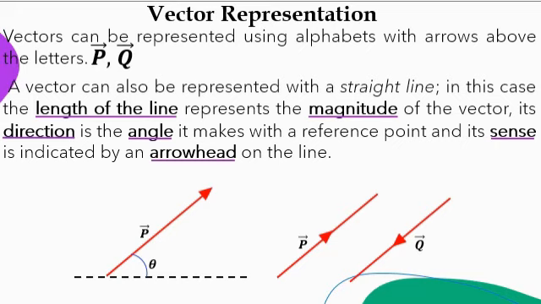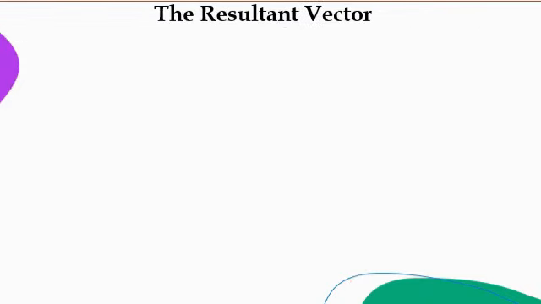Alright, in part B we talked about vector representation, and then we saw the notations that we shall be using throughout the remaining part of our discourse on this topic. So in this part C, we'll be talking about the concept of the resultant vector.